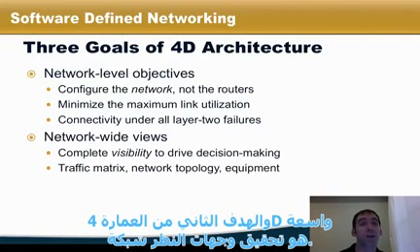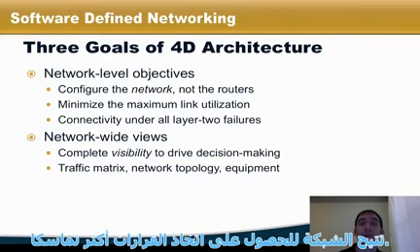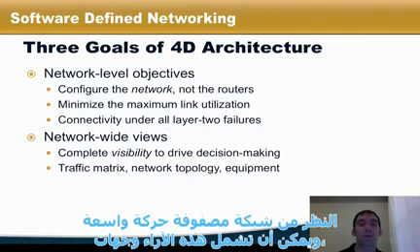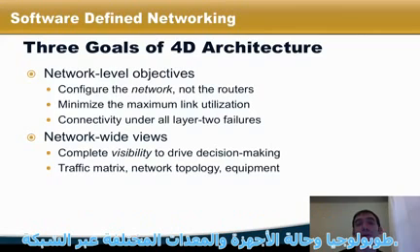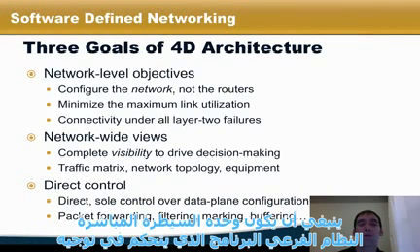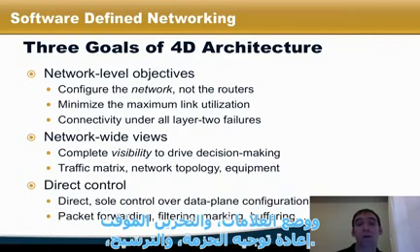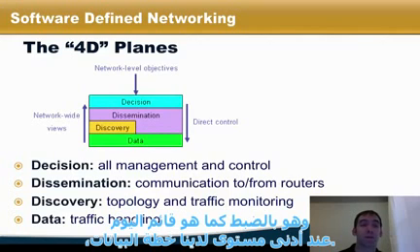A second goal of the 4D architecture is to achieve network-wide views. The complete visibility over what's going on in the network allows for more coherent decision-making. These views might include views of the network-wide traffic matrix, the topology, and the status of various equipment across the network. The third goal of the 4D architecture is direct control. The software subsystem that controls forwarding should have direct, sole control over data plane operations such as packet forwarding, filtering, marking, and buffering.